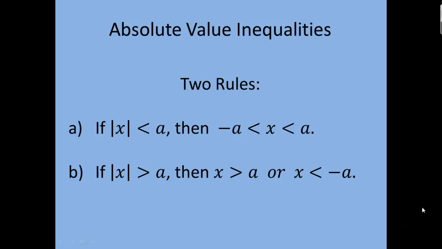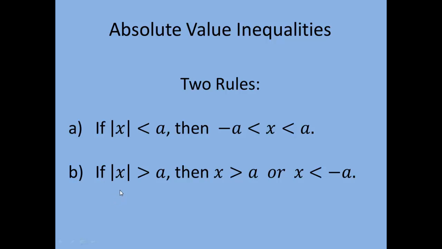This is a video on absolute value inequalities. Basically, to solve an absolute value inequality, we use two rules to help us out. The first rule here: if the absolute value of x is less than a, then we say negative a is less than x is less than a. So really, we can rewrite absolute value of x less than a as negative a is less than x is less than a, where a is just a number.